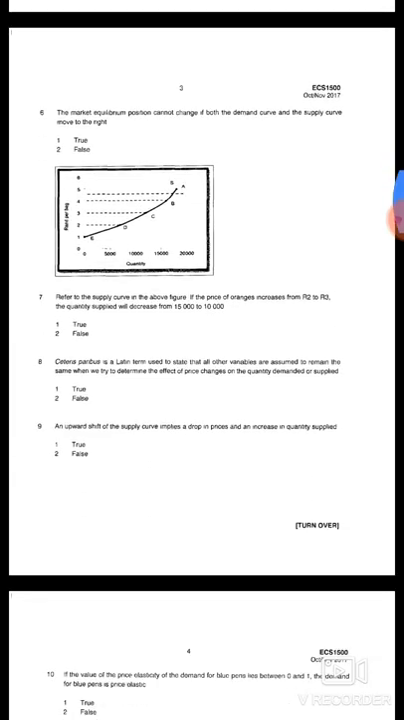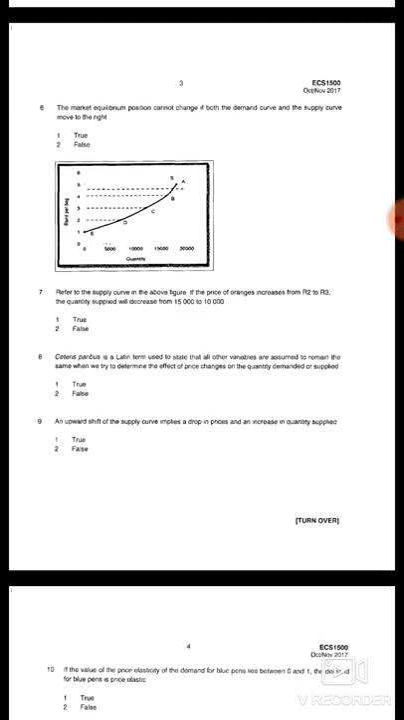Question number 6. The market equilibrium position cannot change if both the demand curve and the supply curve move to the right. Okay, so this is true. The market equilibrium position cannot change if both the demand curve and the supply curve move to the right. It will never change. The thing is what?